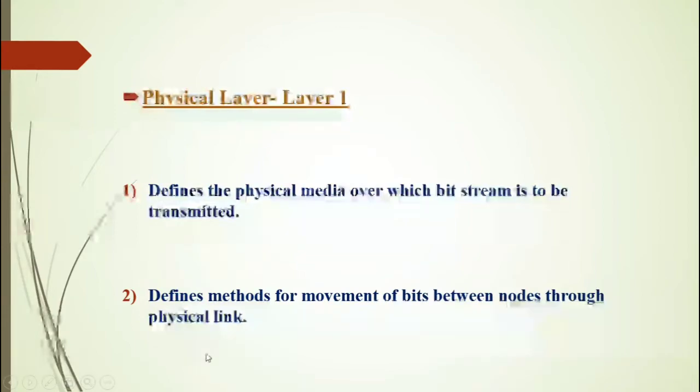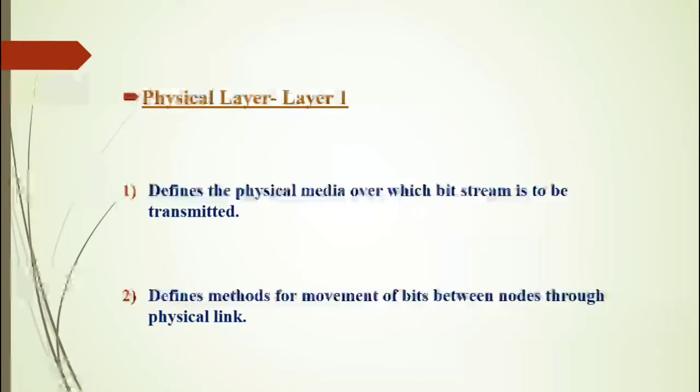As I said, it is responsible for transmission of individual bits, which are nothing but zeros and ones, from one node to the next. When receiving data, this layer will get the signal received, convert it into the form of zeros and ones, and send them to the next layer. Above the physical layer, which layer do we have? The data link layer. So it will send this raw bit data to the data link layer.